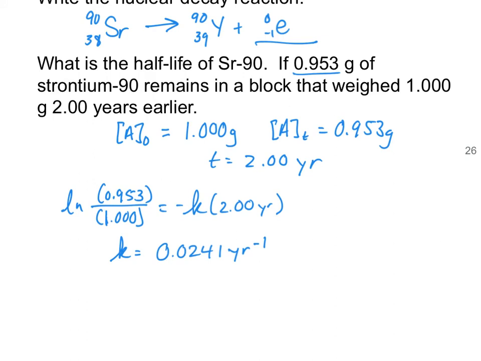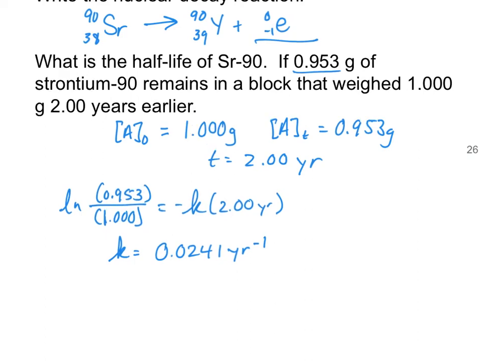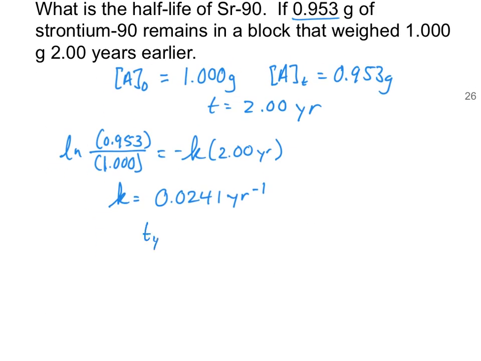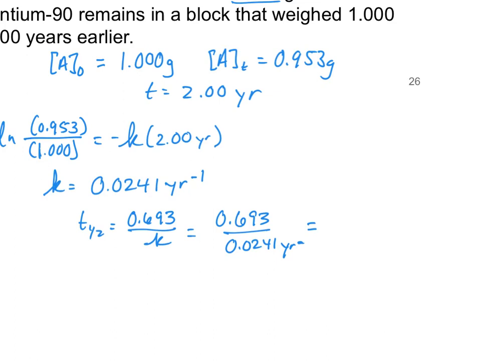So now we can use our equation for half-life. T1/2 is equal to 0.693 divided by K. And we'll get 28.8 years.